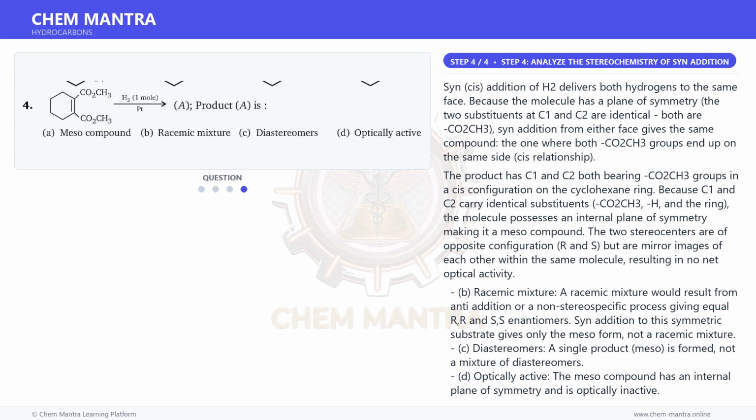B. Racemic mixture. A racemic mixture would result from anti-addition or a non-stereospecific process giving equal R and S enantiomers. Syn addition to this symmetric substrate gives only the meso form, not a racemic mixture. C. Diastereomers. A single product, meso, is formed, not a mixture of diastereomers. D. Optically active. The meso compound has an internal plane of symmetry and is optically inactive.